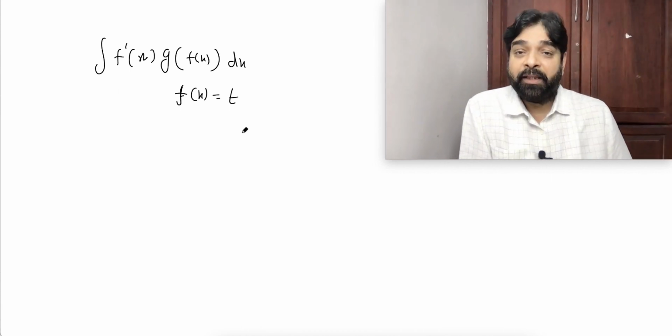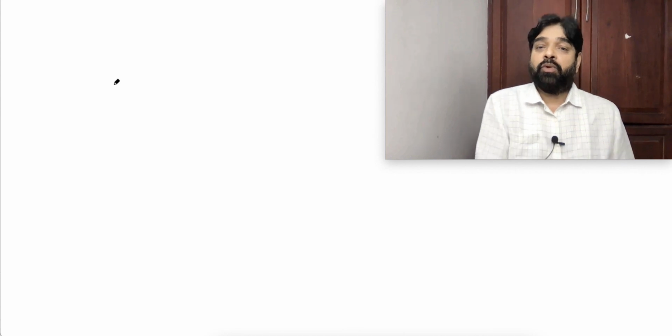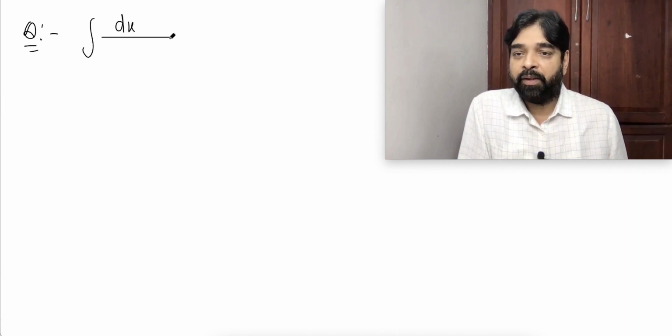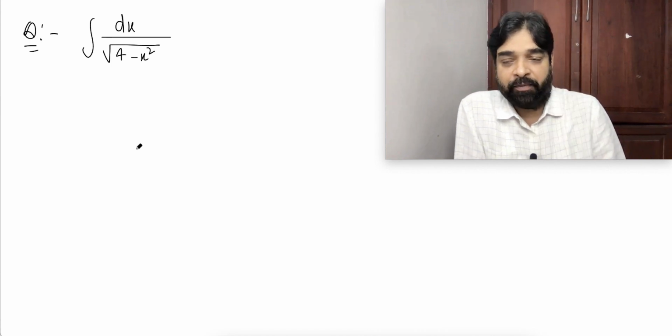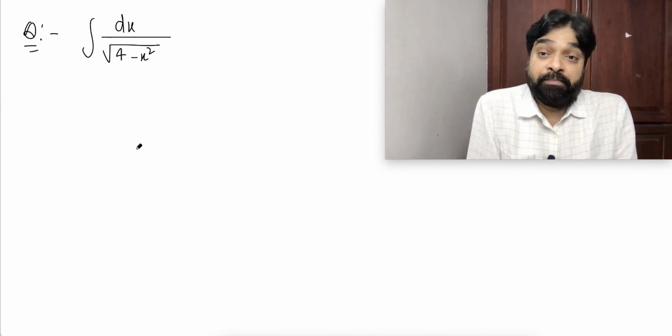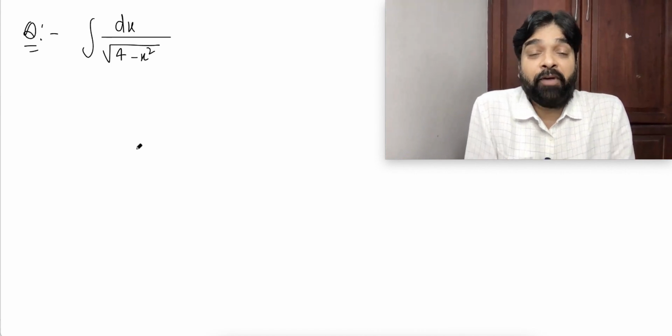But the substitution method is not limited to situations where this kind of product should come. It can work without that also. So let's discuss a situation like that. Suppose the question is: integration of dx by root over 4 minus x square. This integration we have to do. Listen to me carefully. Of course, you have a formula, but I didn't discuss that formula till now because we haven't discussed the integration of irrational functions. We will discuss it later.